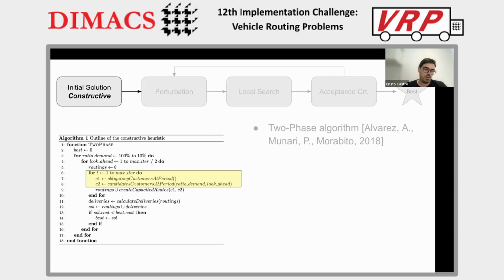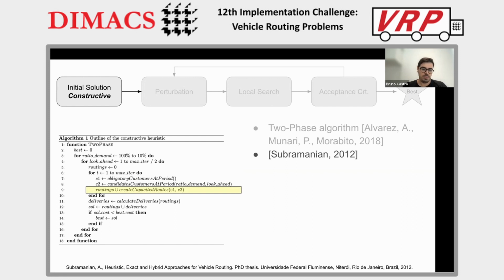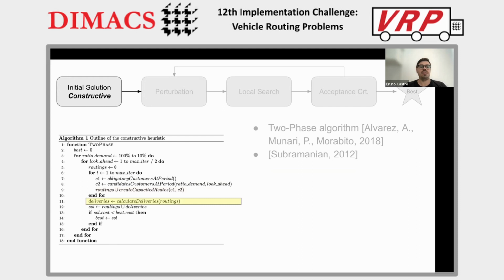With these two sets of customers, we can create the routings. We are using a CVRP constructive heuristic here, by Subramanian 2012. And with the routings, we can calculate the deliveries using the Network Simplex. Together, we create the solution, and we do this a couple of times, varying the radial, demand and lookahead parameters that are used to calculate the good candidates to be attended at this period.